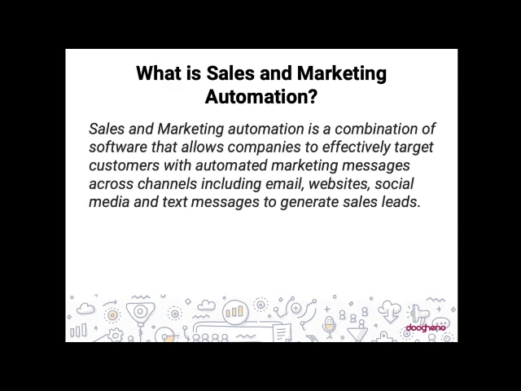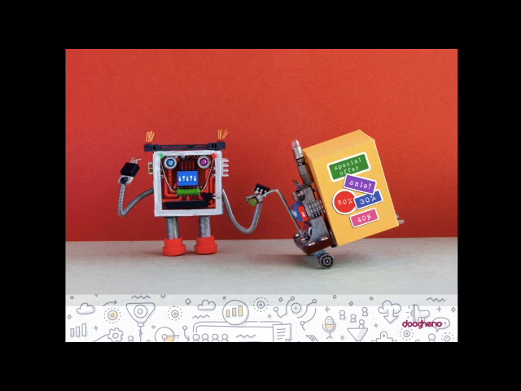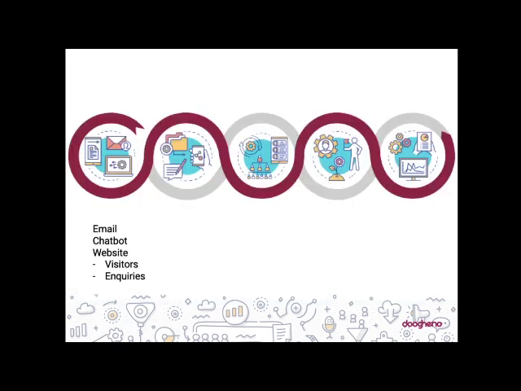So, sales and marketing automation is a combination of software that allows companies to effectively target customers with automated marketing messages across all channels, including email, websites, social media, etc. But it's actually more than that. I mentioned just now about software robots. Now, we're not talking about Metal Mickey, for those people who are old enough to remember such things. What we're talking about are pieces of software which will actually take the place of some of those manual steps that you take. So this can be either all-encompassing across an organisation, or it can be just a small part of your processes. So let's look at where they can help.